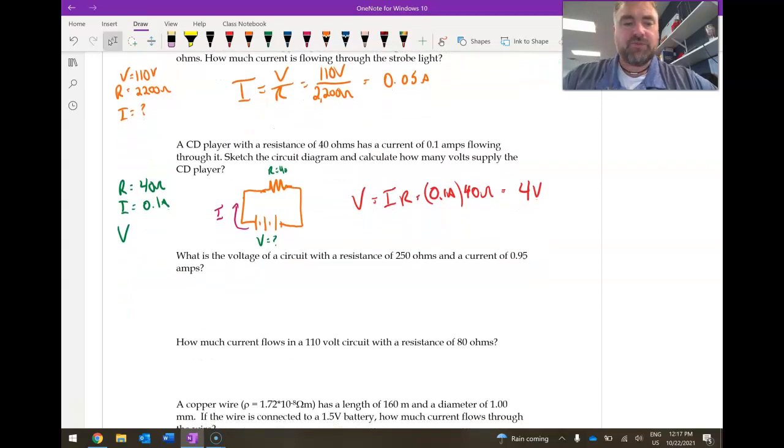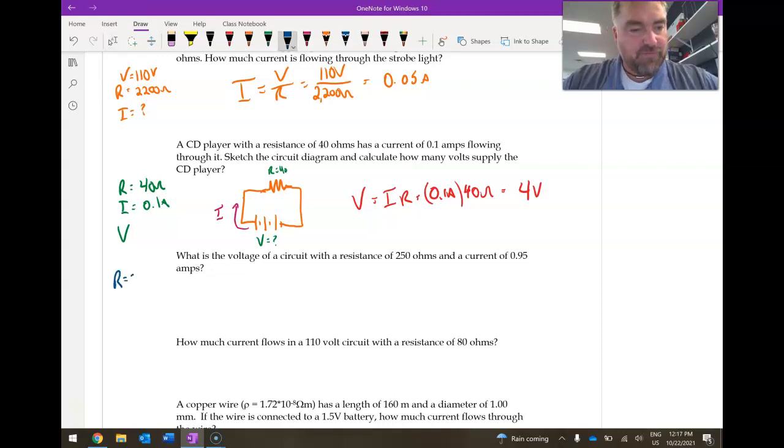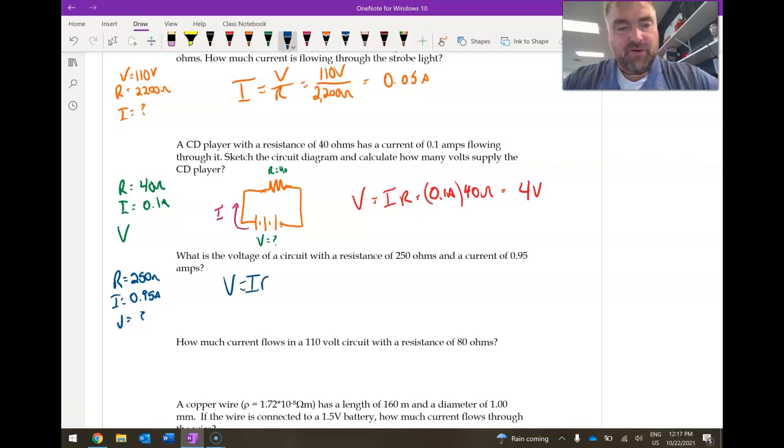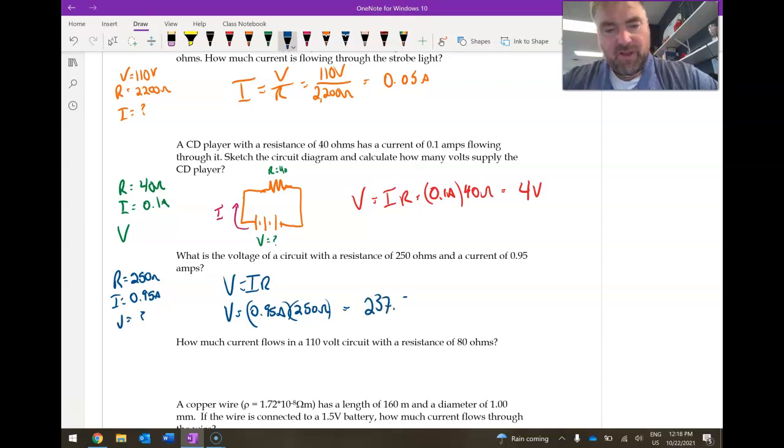Right. Jumping down to the next one. A circuit with a resistance of 250 ohms, so R is equal to 250. We know the current is 0.95 amps, and we're looking for the voltage applied. This is the exact same equation we just did: V equals I times R. So V is equal to 0.95 amps, and we're going to multiply that by a resistance of 250 ohms. When we do that, we get a voltage of 237.5 volts.